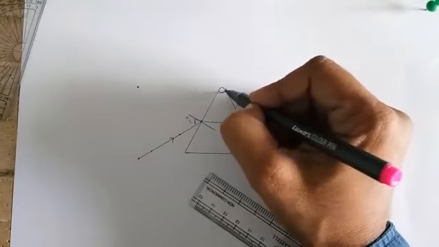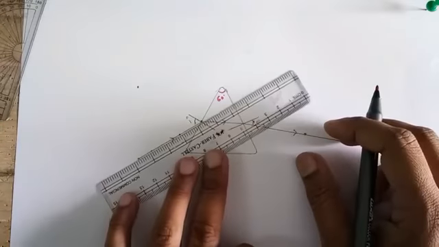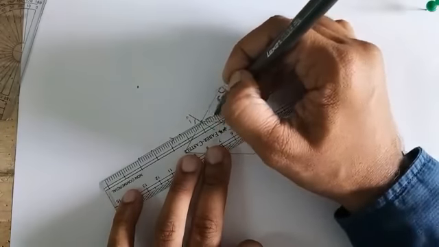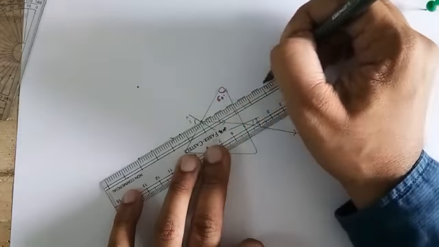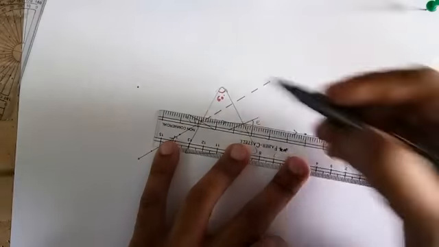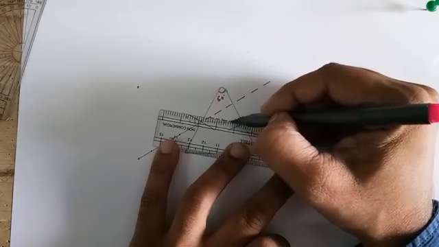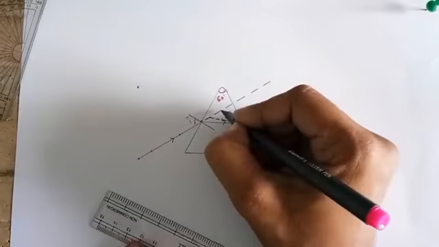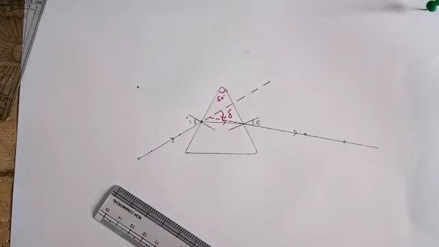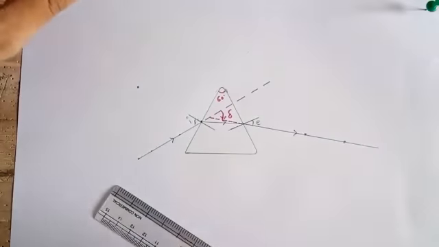We know that this angle is 60 degrees, right, the angle of prism. Now I am going to extend the incident ray forward, and I am going to extend the emergent ray backwards. So I get this angle, that is called the angle of deviation. So let's measure with the help of a protractor. Okay, how do you measure this?